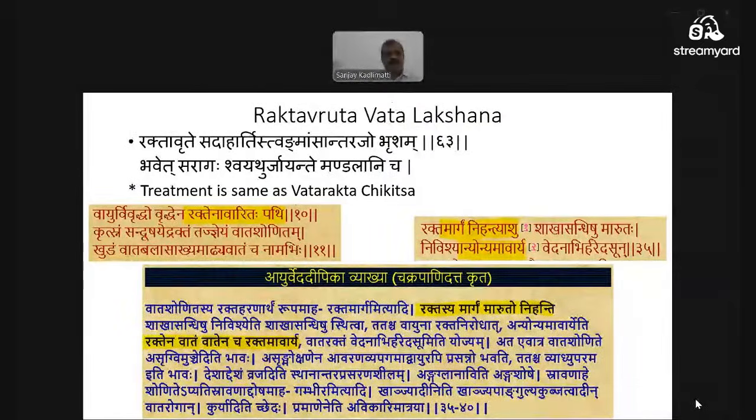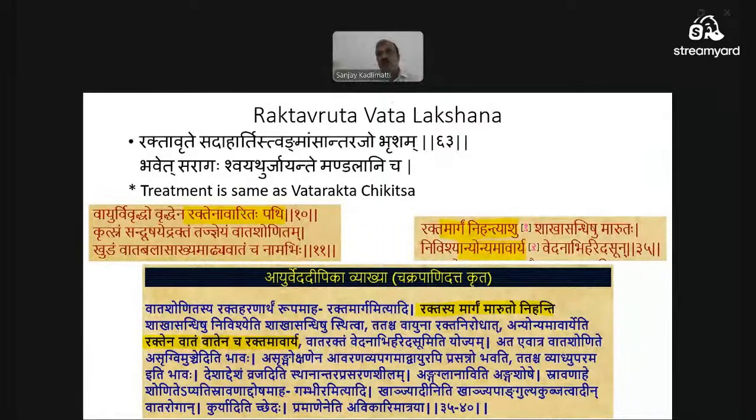Because the treatment is the same. Now see, Raktavrite Sadaha Arti Tvang Mamsantarajo Vrisham. In between the skin and the muscle tissue there will be Daha and Arti, because the sthana samshraya of this pathology occurs in between the skin and the muscles. Bhavet Saragaha, there will be redness, inflammation. Shvayathur Jayante Mandalani cha. So sometimes there may be swelling as well as round patches, mandalas, because the pathology has come and done the sthana samshraya in between the Tvak and Mamsa. So inflammation increases and there may be some mandalas on the skin. This is about Raktavrita Vata. Treatment is the same as Vatarakta.